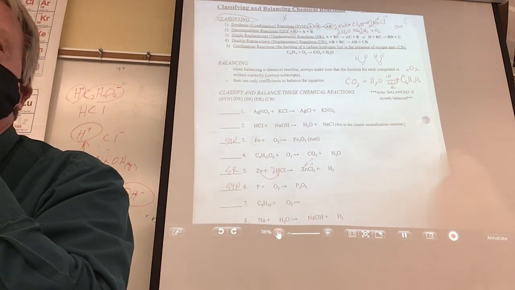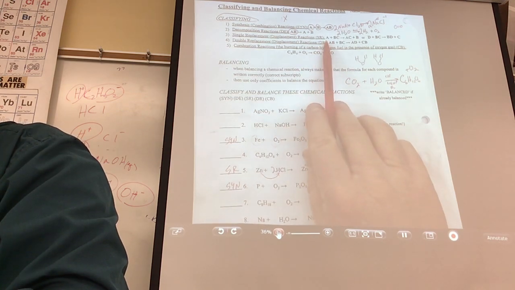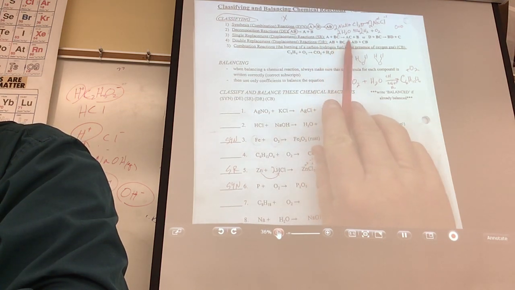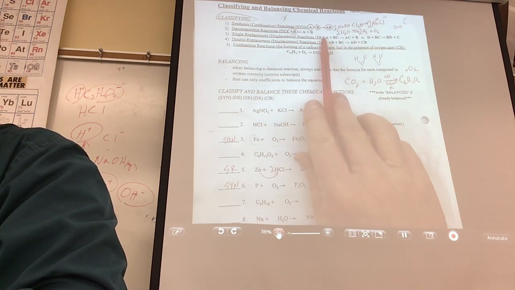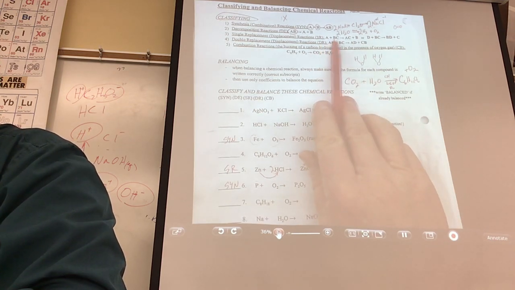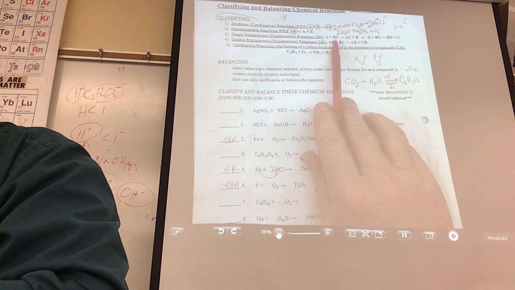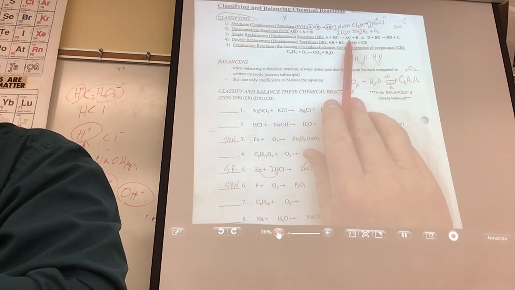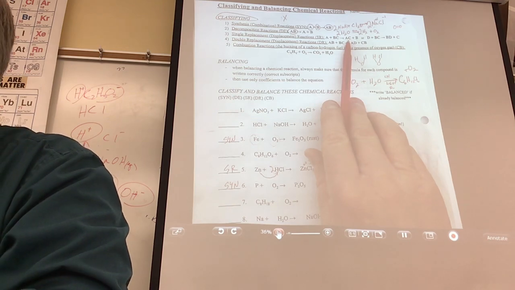The next one's a little more difficult because it says here, A plus BC yields AC and B. What's that? Well, look what happened here. This element kicked the first part of this compound out, didn't he? How do I know he kicked him out? Because look, he's by himself. And A says, I'm going to form a compound with the second part of you. Get it? Everybody get that? And that's called single replacement.